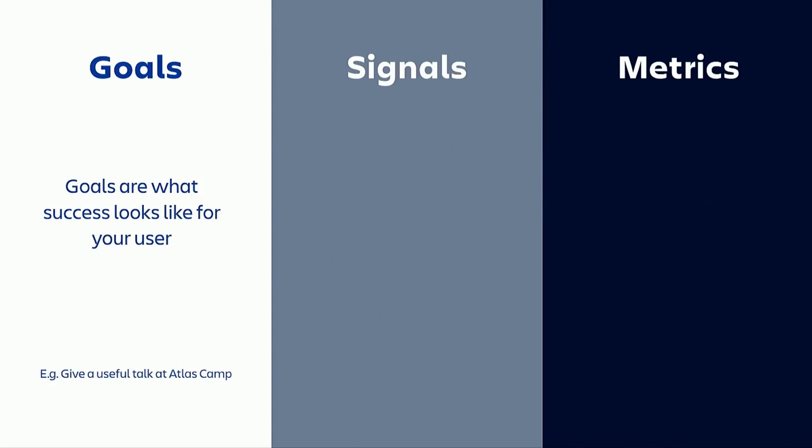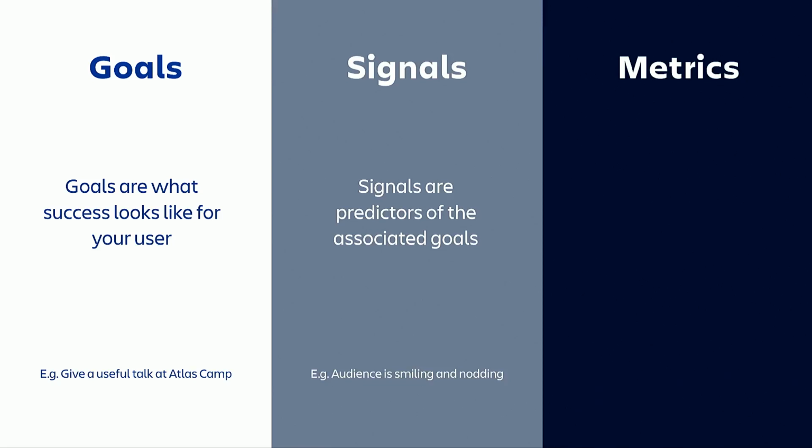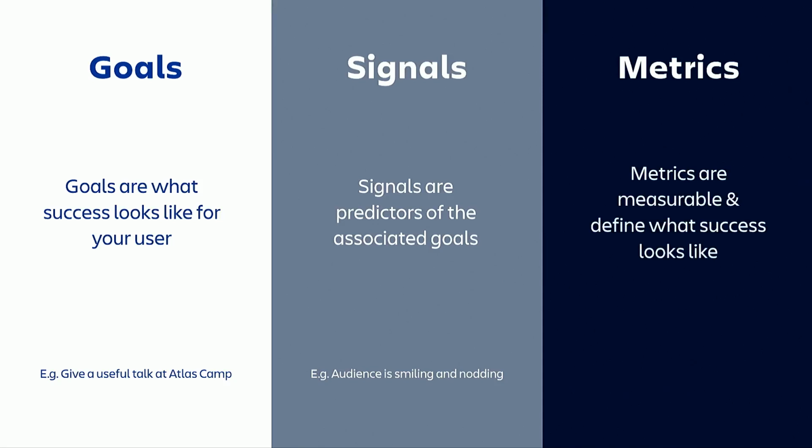Now, your signals are then your predictors of the associated goals. And they'll represent the behavior that you want from your users once the feature is shipped. And they tell you whether or not you're on the right track. So a signal for this talk would be that I see the audience smiling and nodding as I go. There's a couple, thank you. And finally, your metrics or your measures will assess your success against these signals and your goals. So for this talk, my success metric would be to get a 4.5 or higher session approval rating, and that's how I'd measure if my talk was useful or not.